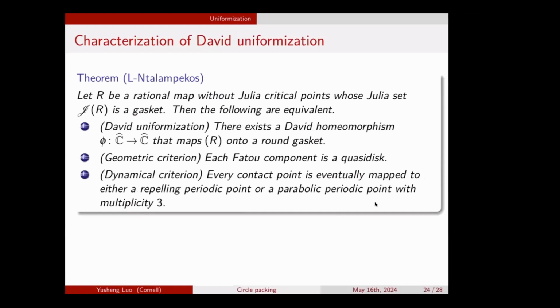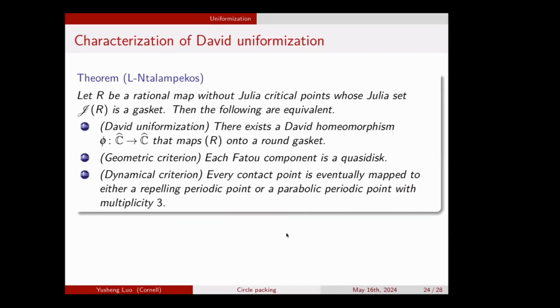And the second part is about David uniformization. Again, we are working with the same setup. We start with a rational map with no critical points on the Julia set, and whose Julia set is a gasket. Then we prove the following are equivalent.